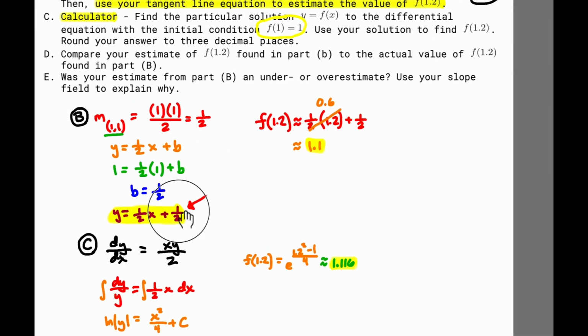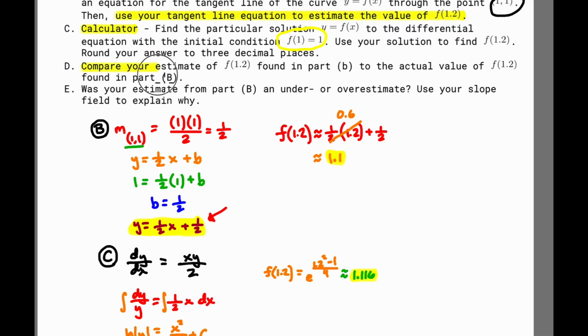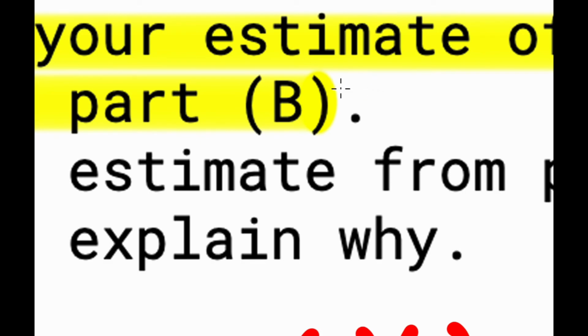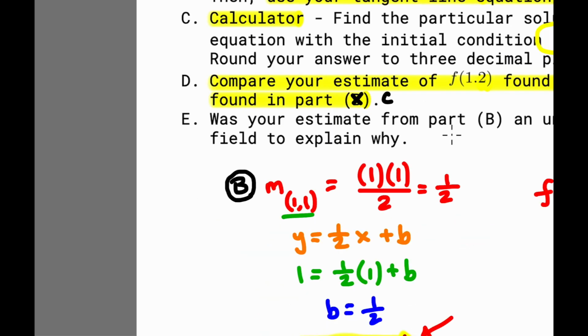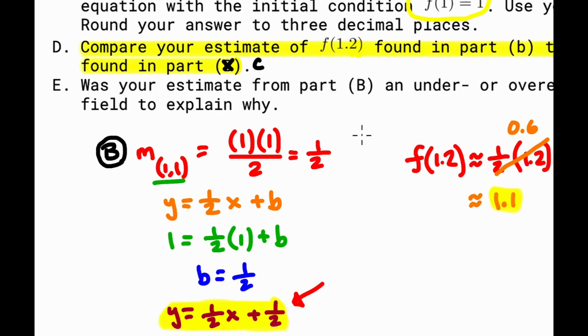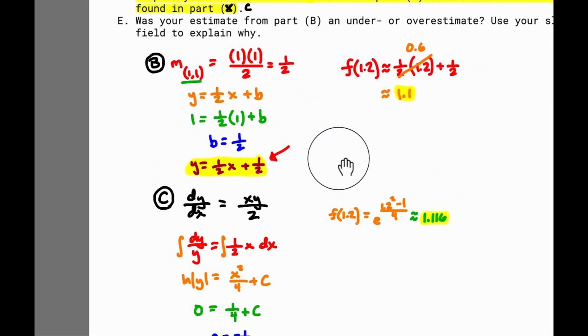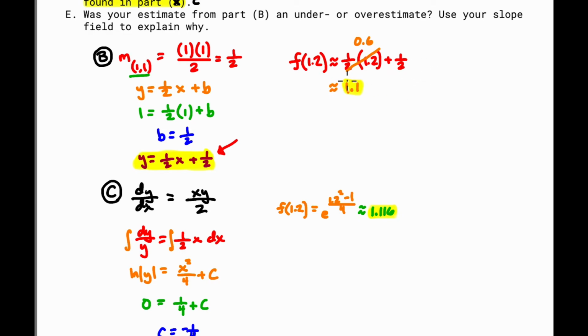Okay, for part C. For part D, it says compare your estimate of f of 1.2 found in part B to the actual that's found in part B. All right, so clearly this is a typo. This is supposed to say found in part C. I just made a typo there. Okay, so it's comparing what you got in part B with what you got in part C. So if you notice, for part B, I got 1.1. For part C, I got 1.116.